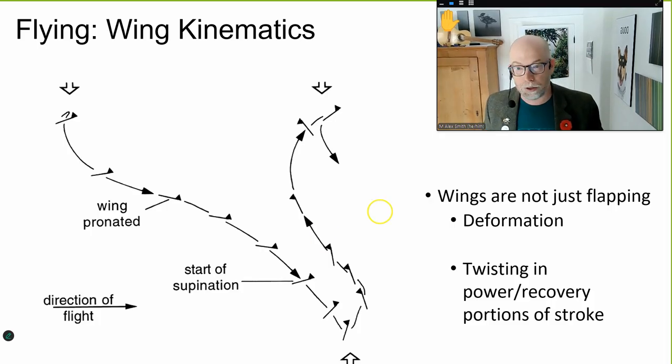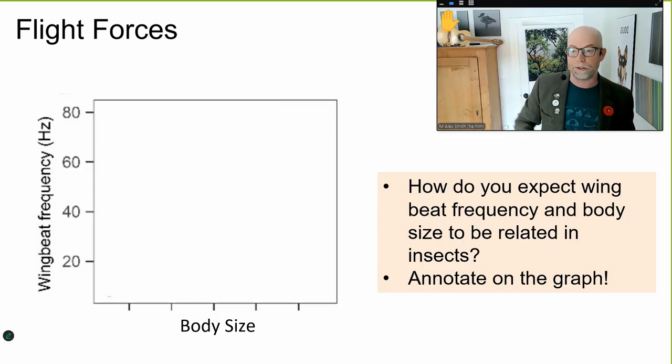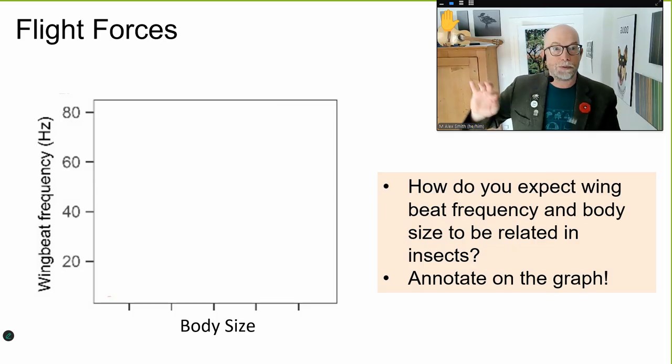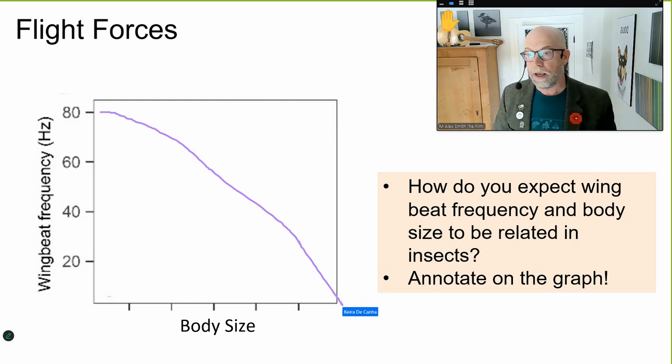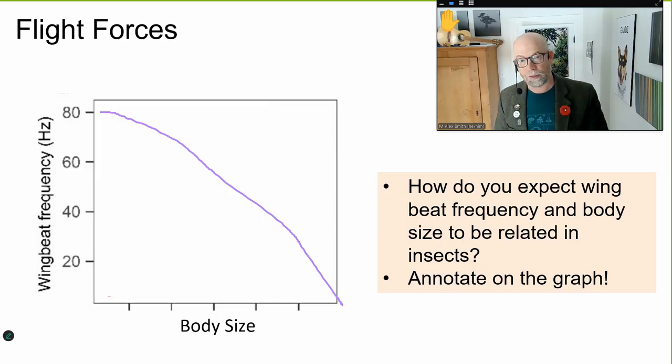So what I'd like you to do is to find your annotation tools and to give me some sketch on this graph. So we've got body size on the x-axis and the wing beat frequency on the right. And knowing what you know about scale relationships back to the life history chapters, what would you expect for how size affects wing beat frequency?